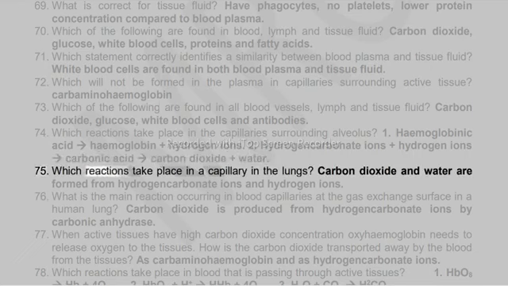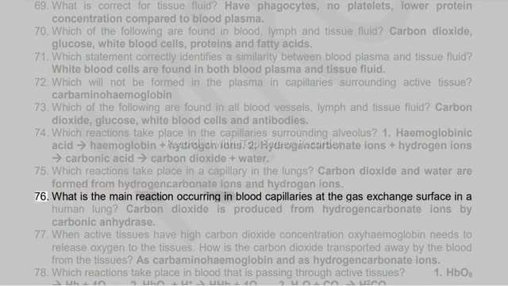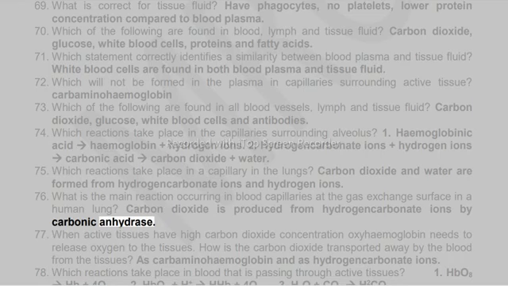75. Which reactions take place in a capillary in the lungs? Carbon dioxide and water are formed from hydrogen carbonate ions and hydrogen ions. 76. What is the main reaction occurring in blood capillaries at the gas exchange surface in a human lung? Carbon dioxide is produced from hydrogen carbonate ions by carbonic anhydrase.